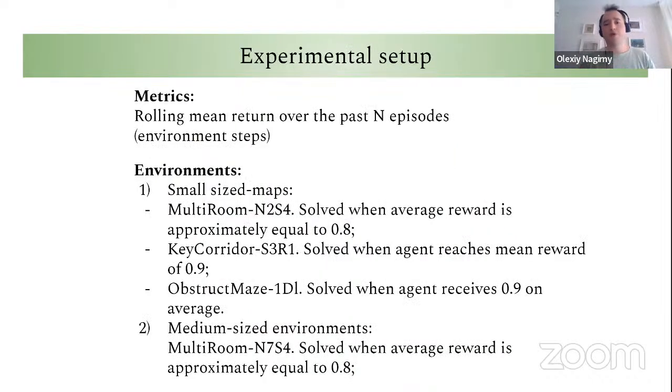So, a bit about the experimental setup. Our metric is the mean return over the past 10 episodes. And we are also trying to track the number of frames for this interaction, given that we are interacting in pixel-based environments. As we said in our goal, we are trying to converge faster. I mean, we should improve our sample complexity, first for small-sized maps. We extracted these small-size maps that were never reported in SOTA approaches, and also one medium-sized environment in order to confirm the efficiency of our approach.